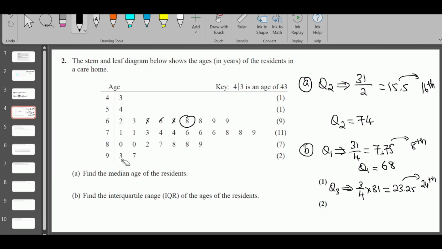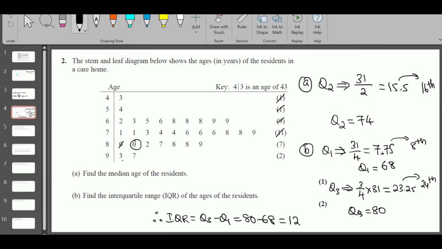Q3 is the 24th entry. 1, 2, 2 plus 9, 11 plus 11, 22, 23, 24 is 80. Always pay attention to the key. 4 bar 3 is 43. Now the IQR is equal to Q3 minus Q1. 80 minus 68 is 12, which is the answer.